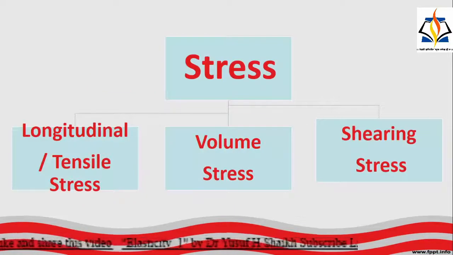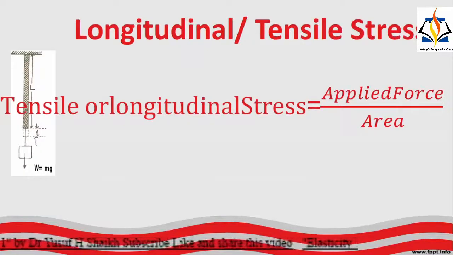There are three types of stress depending upon the type of deformation produced: longitudinal or tensile stress, volume stress, and shearing stress. Let us consider a wire suspended from a rigid support and a mass attached to its other end. The force acting on the wire is W equal to mg, as shown in the figure.